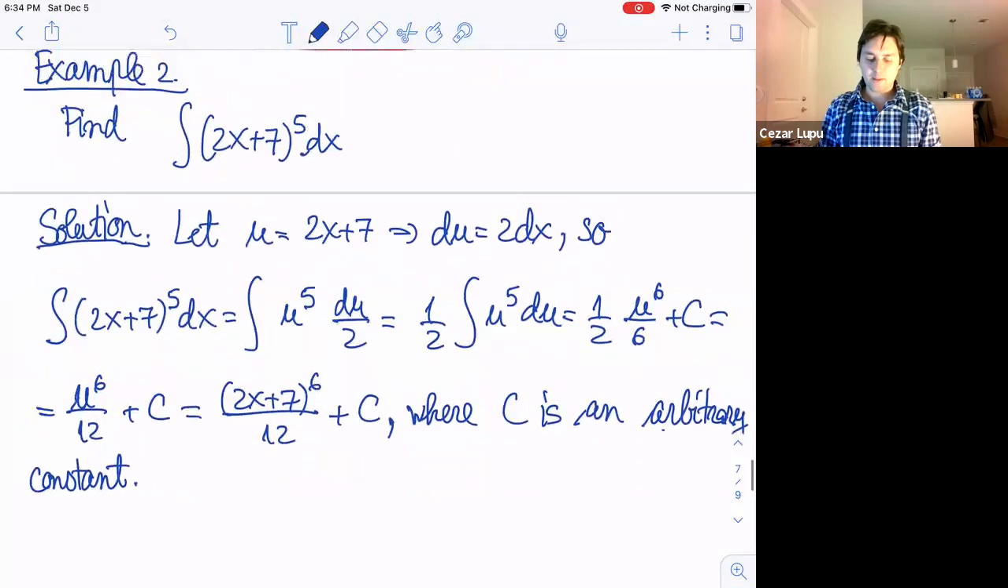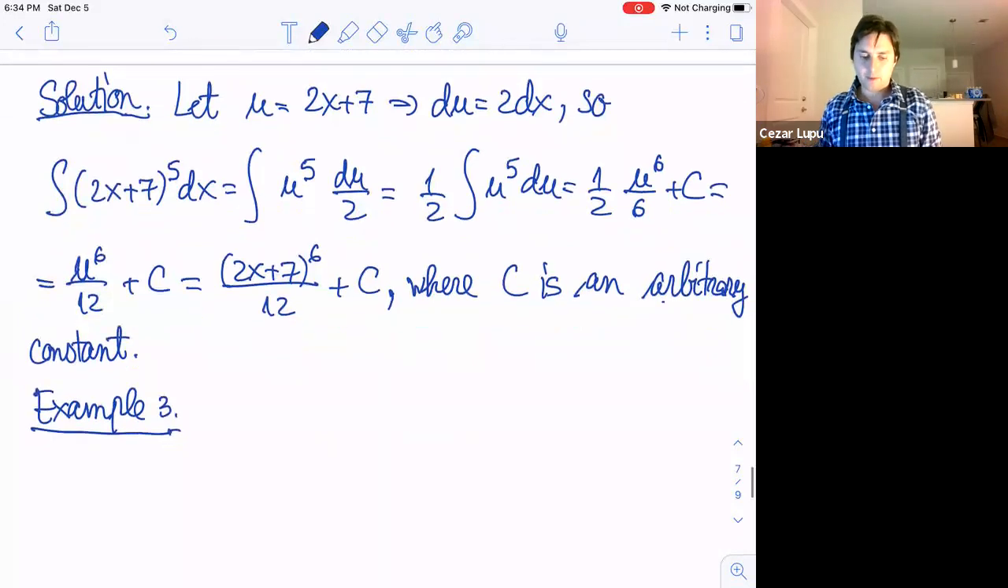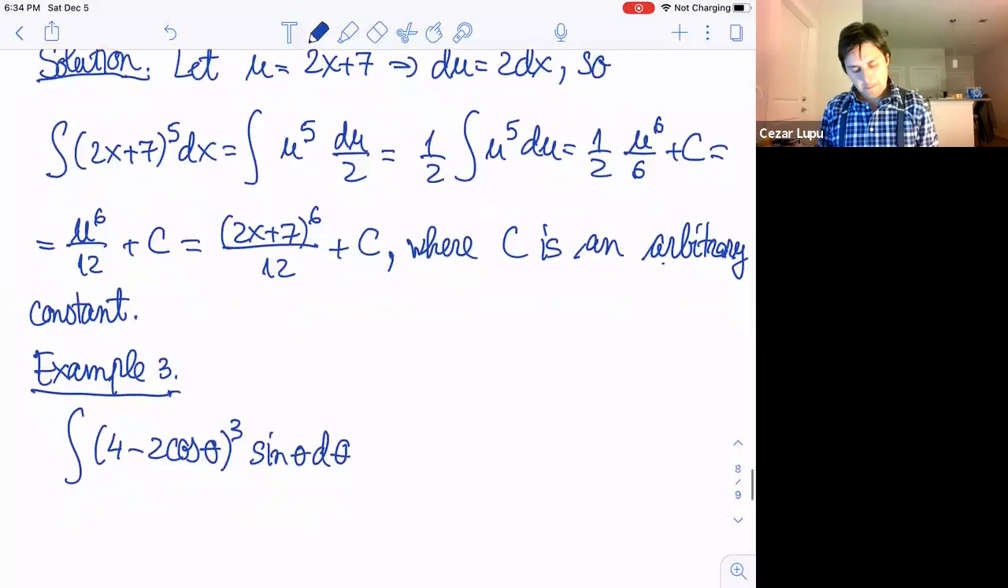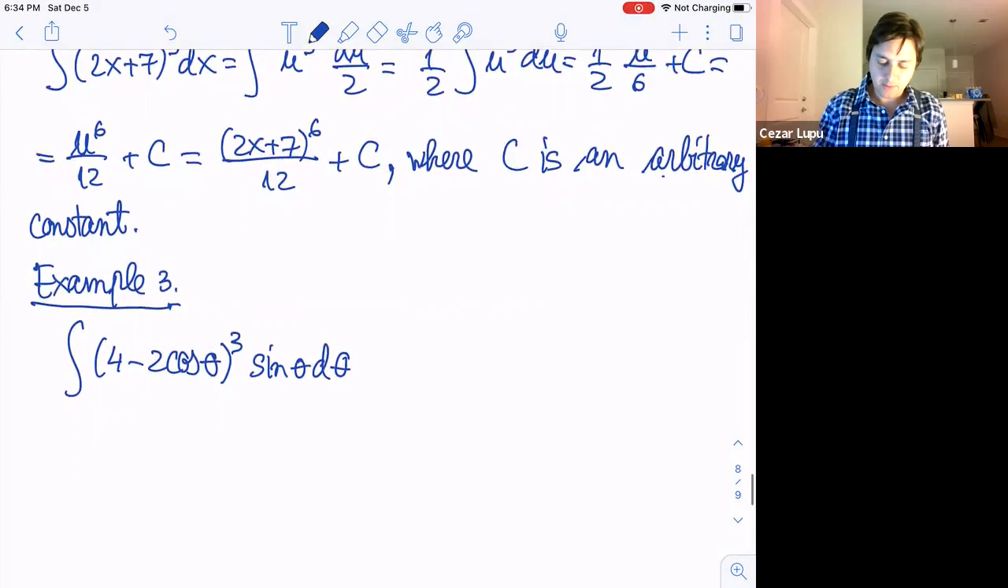All right, now let's see another example. Example 3. The integral of cosine of theta, let's just say sine of theta d theta. Let me see if I pick the right integral. Okay. Now it's quite clear what the u sub should be.